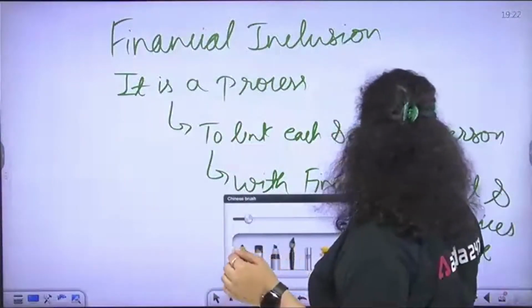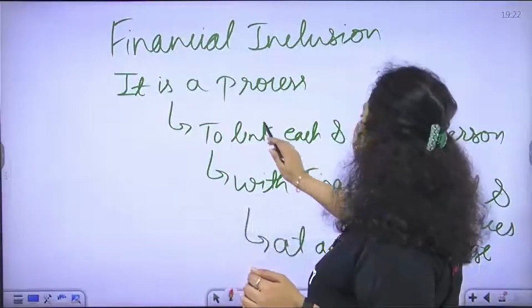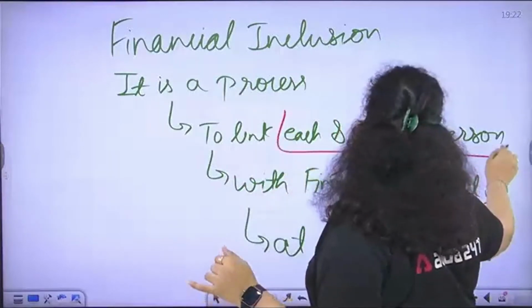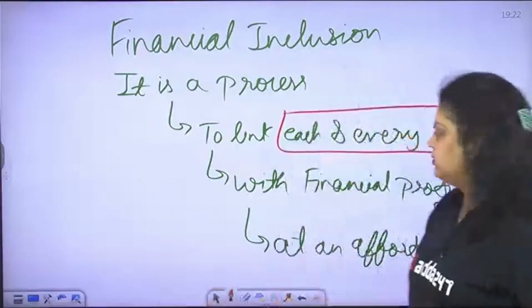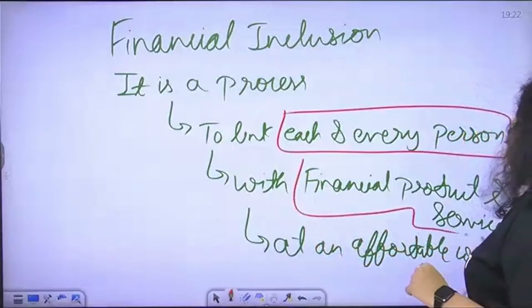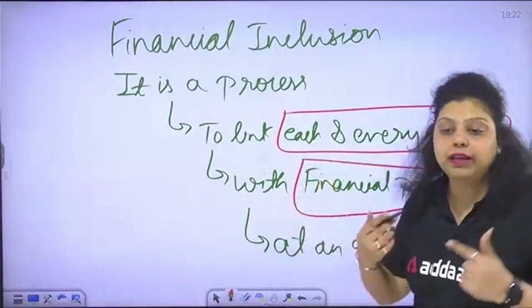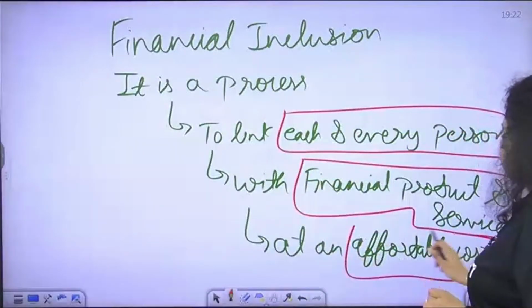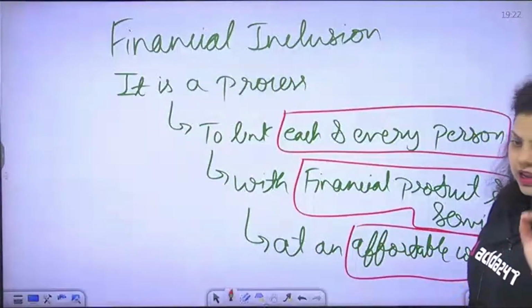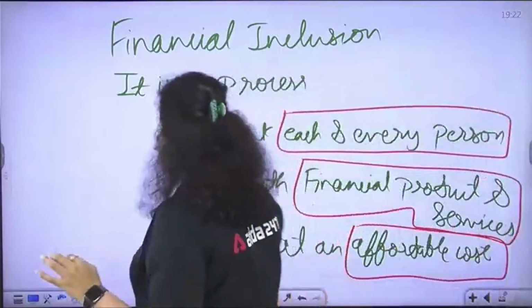So these terms are very important. What you are trying to do in financial inclusion is link each and every person with financial products and services, and you want to link them at an affordable cost. This is what you have to focus on. If you are giving a definition to someone, focus on that.